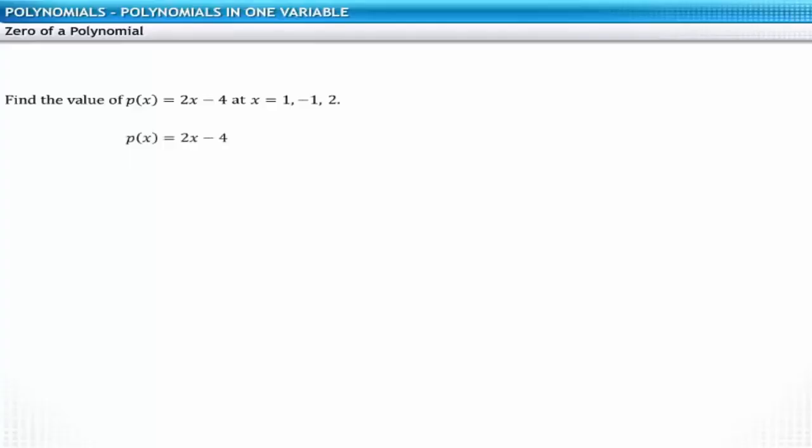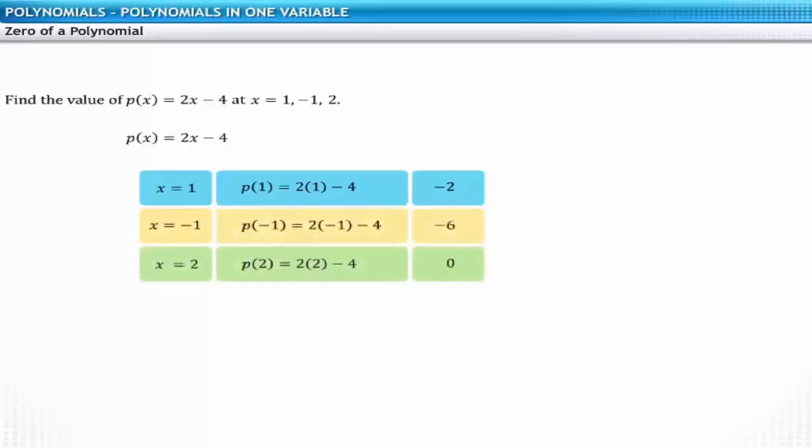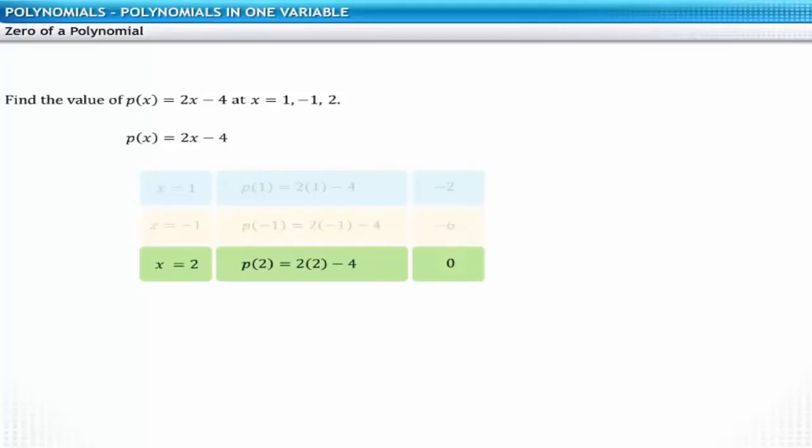Let's solve the polynomial for each of these values of x. First, substitute x with 1 in the polynomial. The value of the polynomial is -2. Similarly, the value of the polynomial for x is equal to -1 and x is equal to 2 is -6 and 0 respectively. In this example, the value of the polynomial is 0 when x is equal to 2. Therefore, 2 is the zero of the polynomial p of x is equal to 2x minus 4.